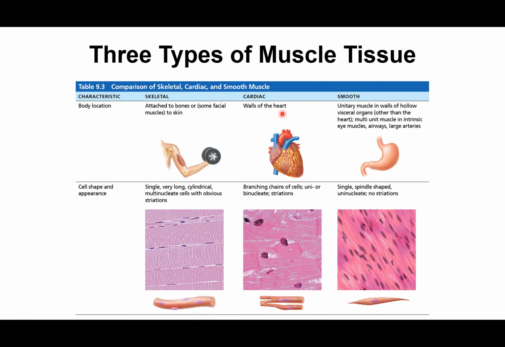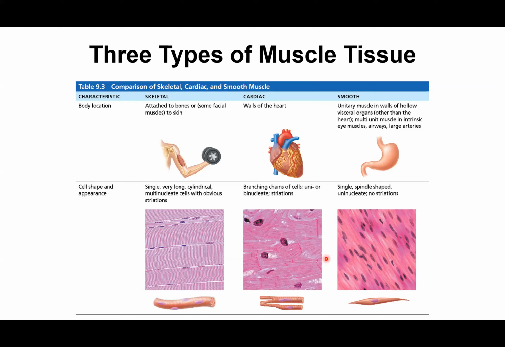The second type of muscle is cardiac muscle, and this is located within the walls of the heart. So the cardiac muscle is what is contracting, and because this muscle is contracting or getting shorter, it forces blood inside of the heart to pass through its multiple different chambers.